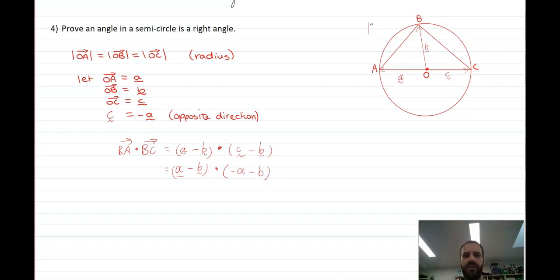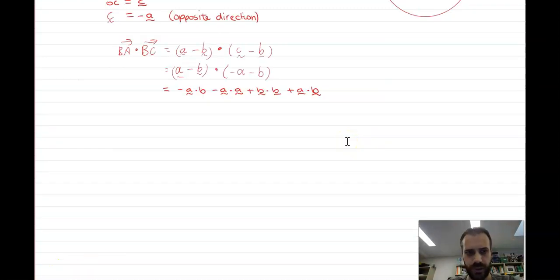All right, so you can think about where to go next, but it shouldn't be a surprise because in the previous 2, when we've gotten to a stage where we've got 2 vectors dot product 2 more vectors, we can use the distributive law: negative A dot B, negative A dot A, plus B dot B, plus A dot B. So the negative A dot B and the positive A dot B are going to cancel each other out. That leaves negative A dot A plus B dot B. So B dot B is the magnitude of B squared minus the magnitude of A squared.